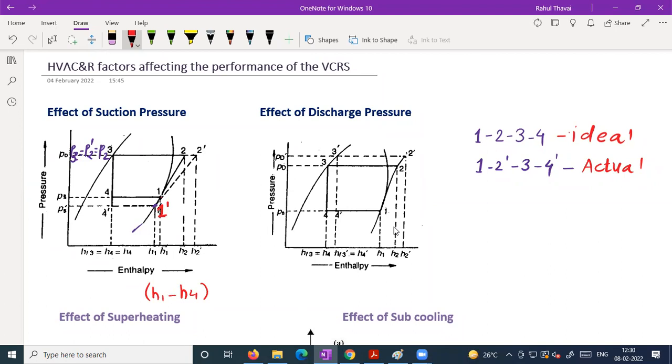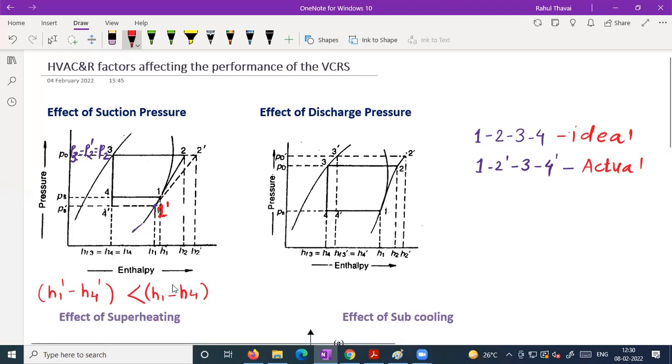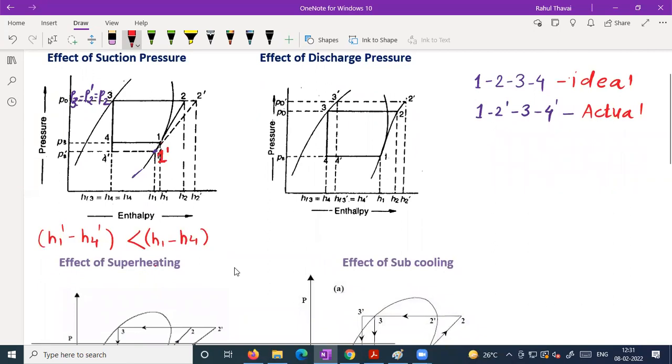But due to lowering the suction pressure, what happens? The refrigeration effect becomes H1 dash minus H4 dash. You can see, initially the refrigeration effect was H1 minus H4, but due to lowering the suction pressure it becomes H1 dash minus H4 dash. This refrigeration effect gets decreased. All of you can see this one. This H1 dash minus H4 dash is the refrigeration effect.